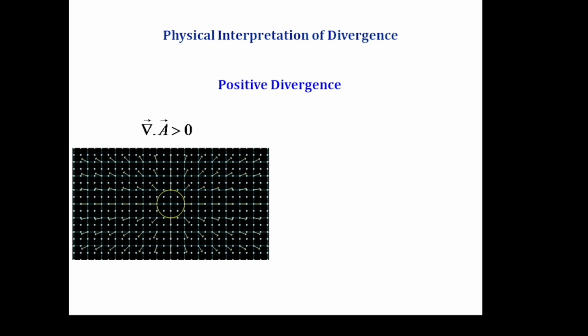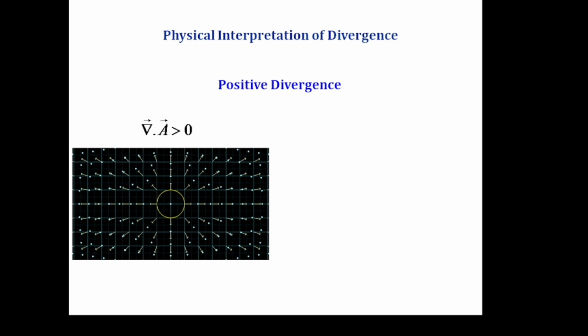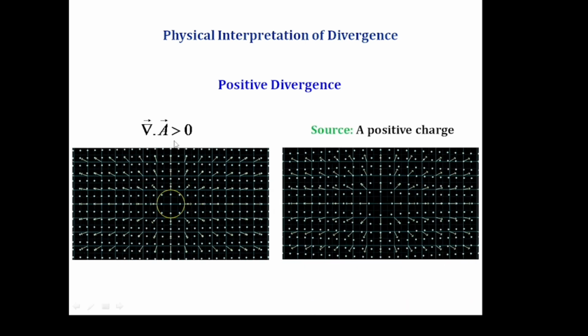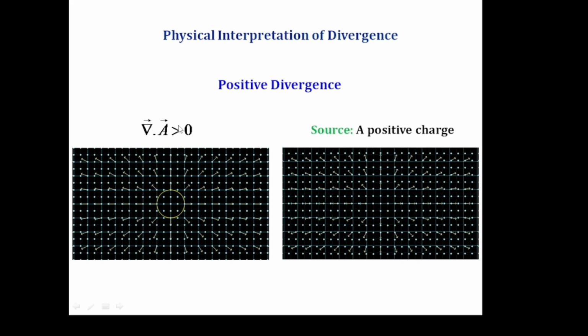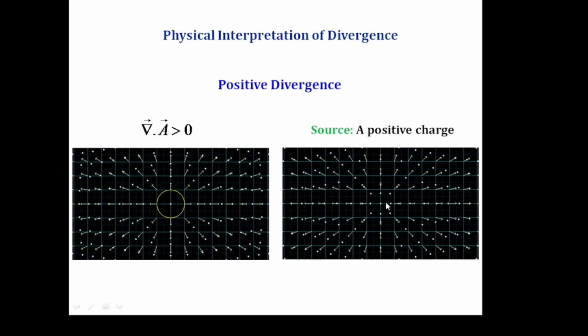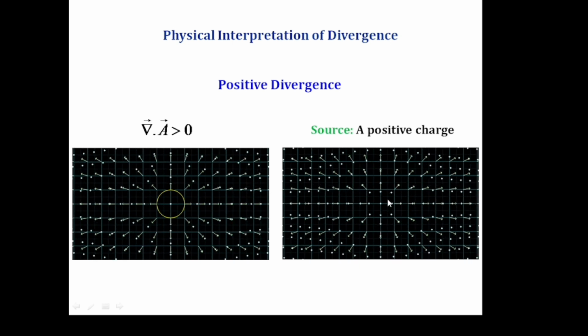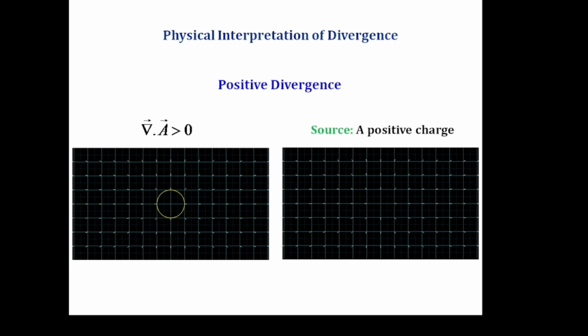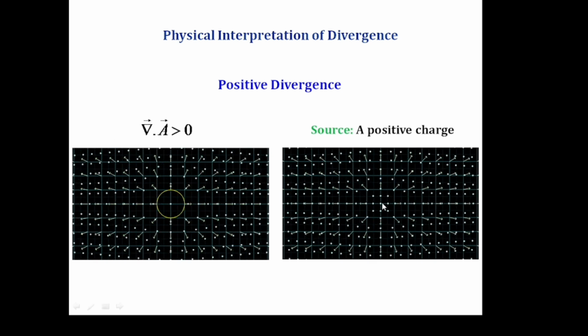So del dot A is the measure of how much the vector A spreads out or diverges from a particular point. So positive divergence means del dot A, the answer will be a scalar quantity. When it is positive, then it is called positive divergence. Suppose there is a positive charge plus q, then all the electric lines of force are spreading out or diverging from a particular point. So then the del dot A will be positive, and this point is called source.